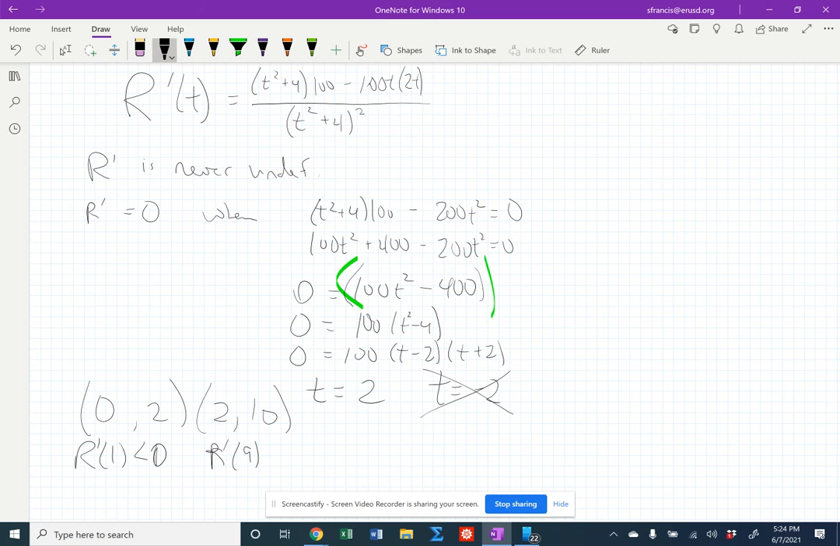Down here, if you plug in 1, you're going to get a negative. You get less than 0. Plug in 9, you're going to get a positive. So there has to be an absolute minimum at 2 because the derivative is always negative before 2 and always positive after 2. Or you could just test using the closed interval method and figure out that that's the smallest.